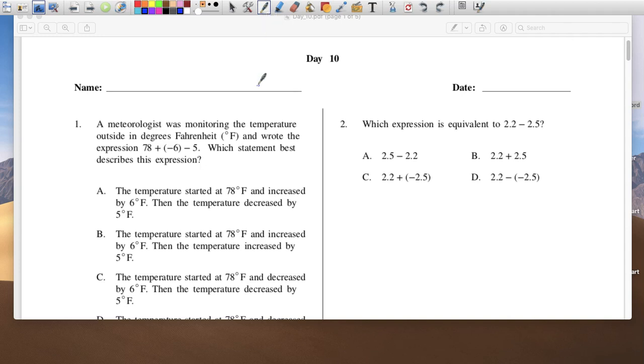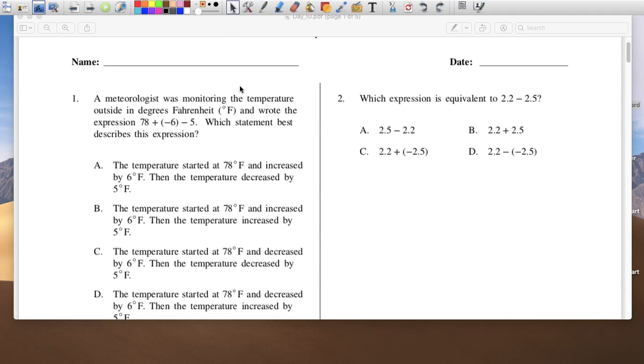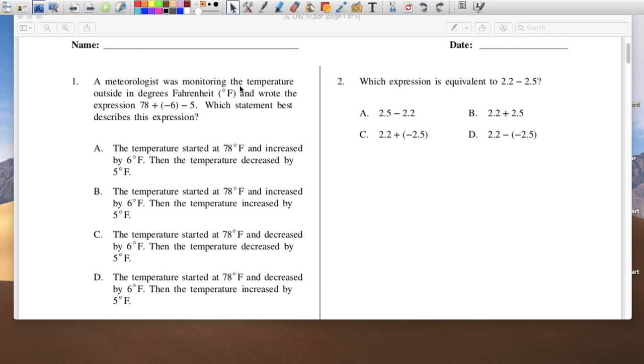So number 1, a meteorologist was monitoring temperature outside in degrees Fahrenheit and wrote the expression 78 plus -6 minus 5. Which statement best describes the expression? So the temperature started at 78, correct. So plus -6, so it went down. So this one says increased by 6 Fahrenheit. No, it didn't increase. It went down.